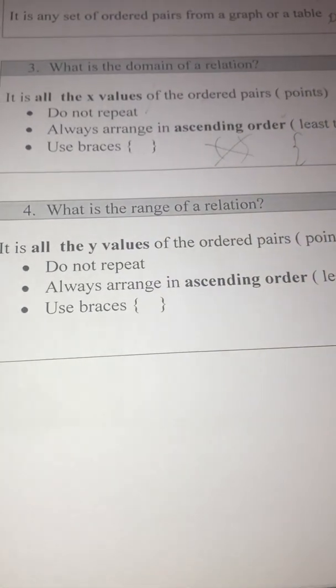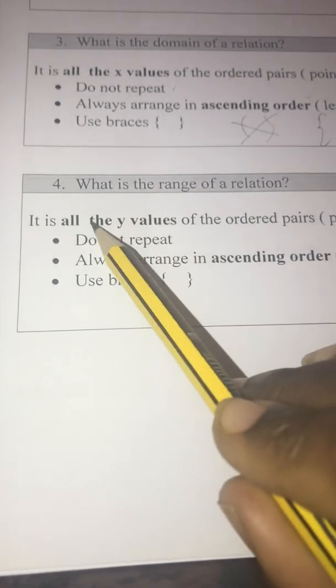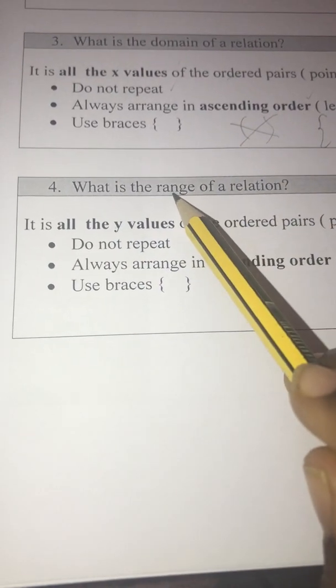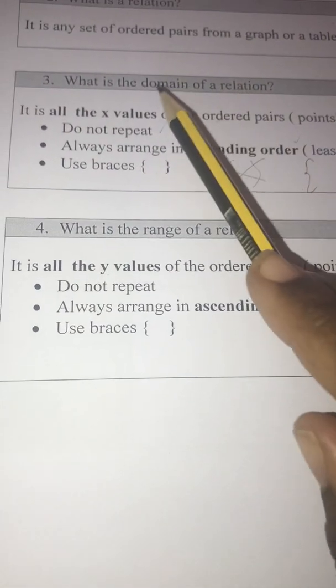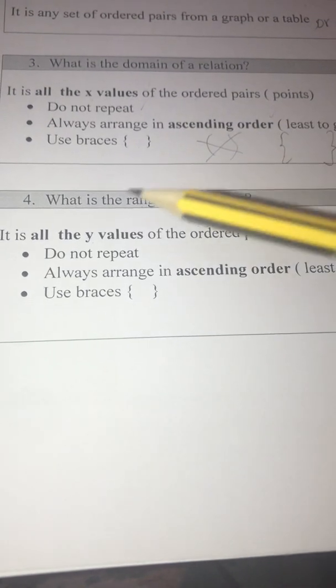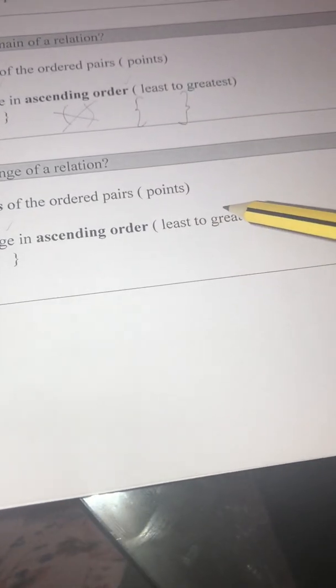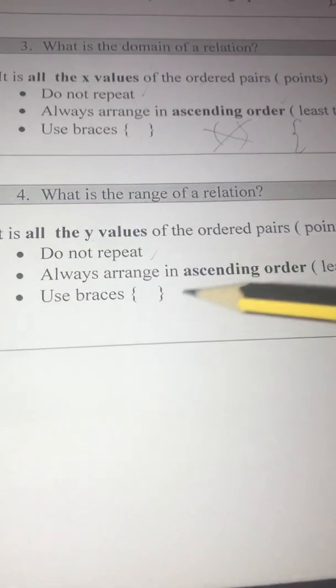What is the range of a relation? It is all the y values of the ordered pairs. Another name for ordered pairs is points. You need all the y. Range is y. Domain is x. Okay? Do not repeat. You cannot repeat. Always arrange in ascending order. That means least to greatest. And you must use braces. Okay? So now let us see what this means.